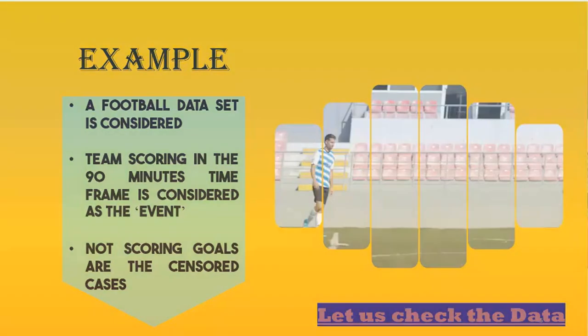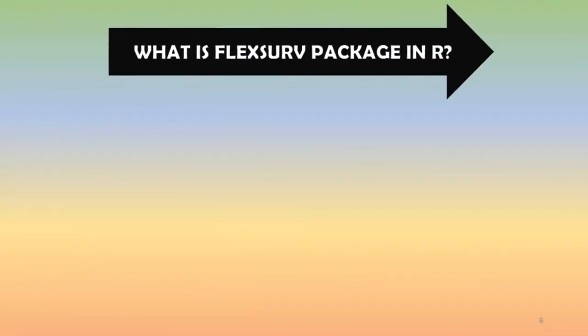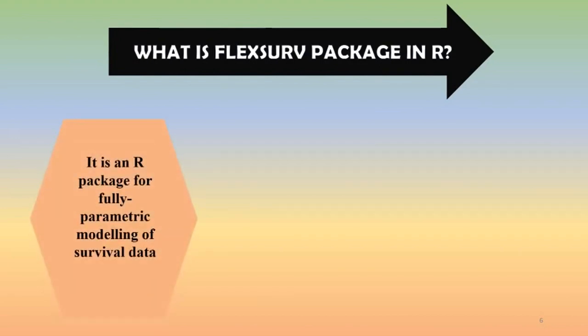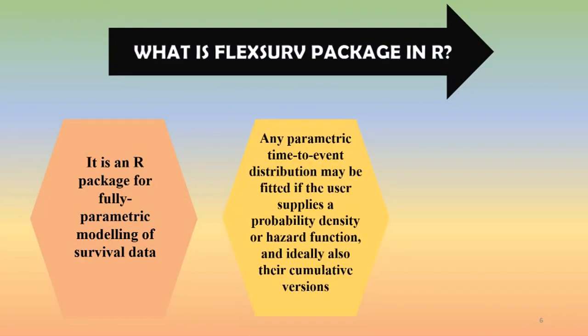The package called flexsurv will be used as it provides a platform for the fitting of parametric distributions. So what is the flexsurv package? It is an R package for fully parametric modeling of survival data. Any parametric time to event distribution can be fitted if the user supplies the probability density or the hazard function and also the cumulative versions.